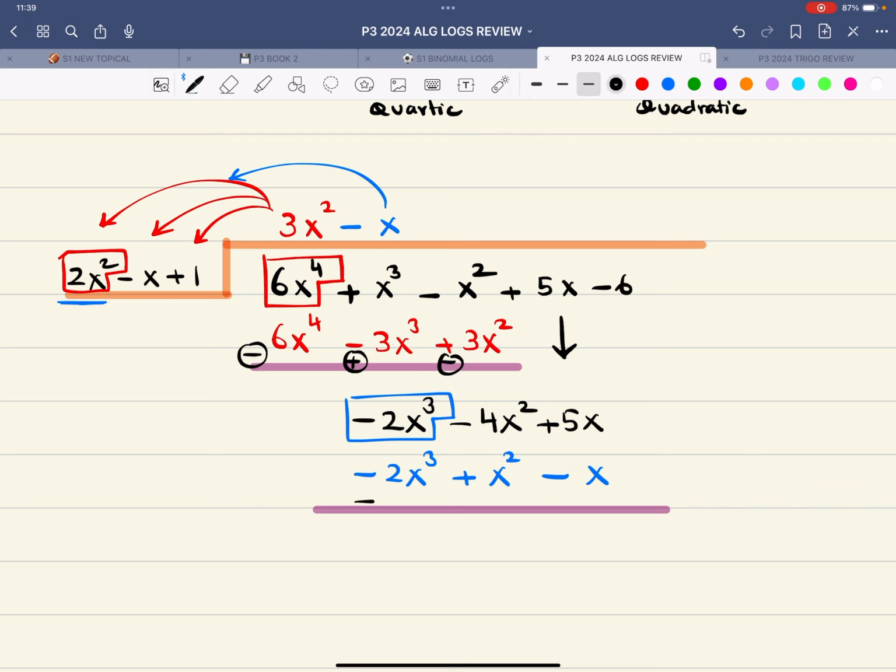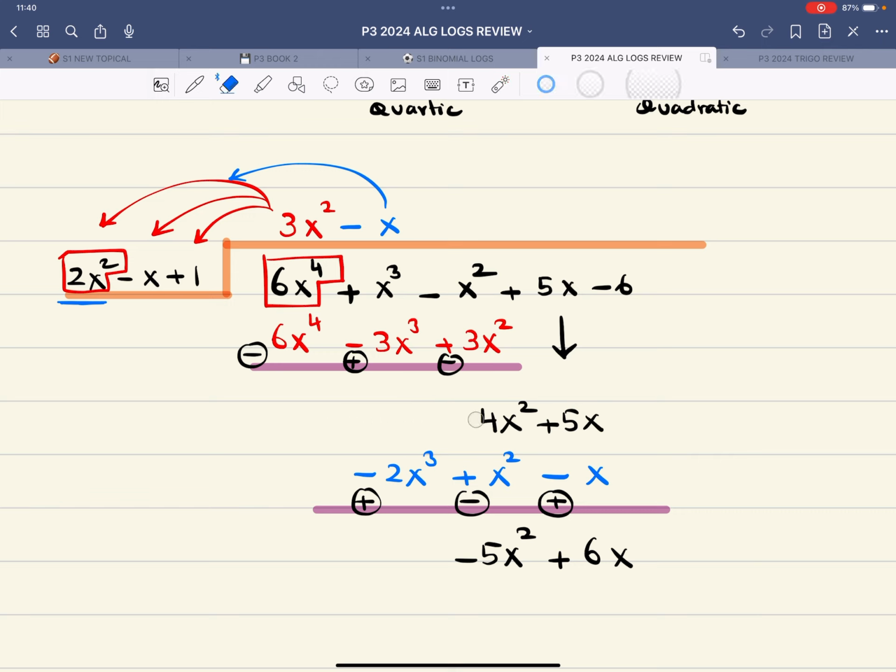So this becomes positive, this becomes negative, this becomes positive. So minus 4 minus 1, that is minus 5x square. And 5 plus 1, that is 6x. Now I think there is some small thing that I made a mistake. I just have a feeling. This is 1 plus 3, this is 4. Okay, over here I think that was a mistake. So let me go back.